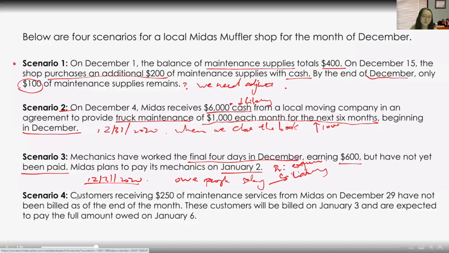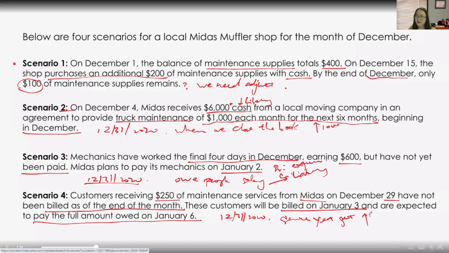Okay, scenario 4. A customer received $250 of maintenance services from Mida on December 29th and has not been billed as of the end of the month. The customer will be billed on January 3rd and is expected to pay the full amount owed by January 6th. Therefore, on December 31st, 2020, we have performed the services but not yet been paid. Hence we have revenue earned, but we have accounts receivable, right?